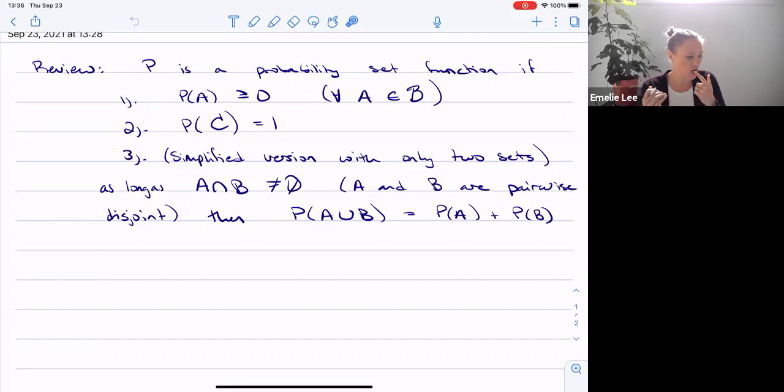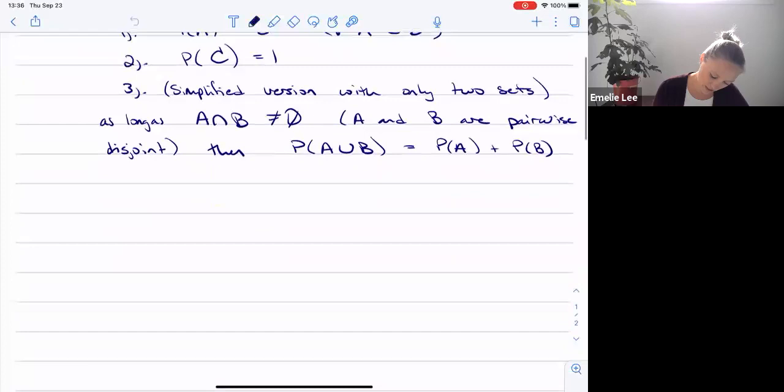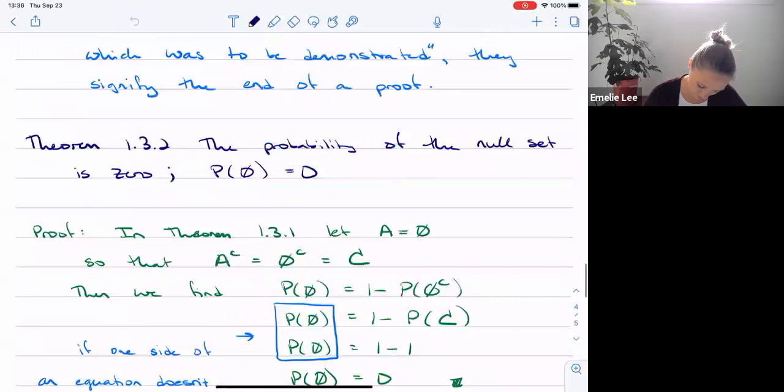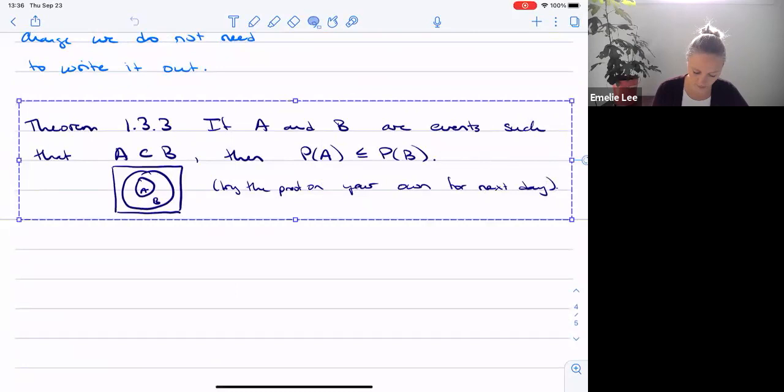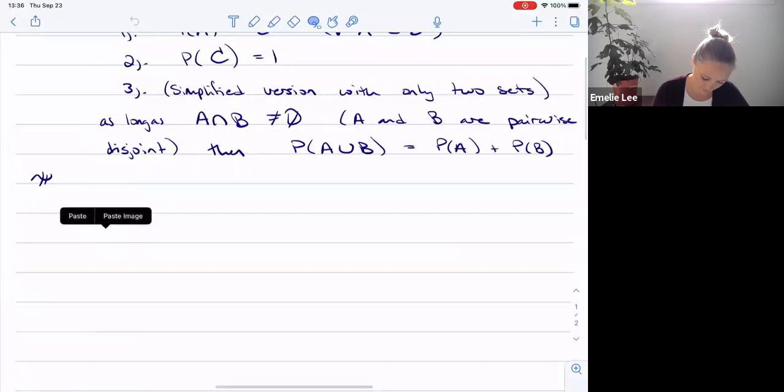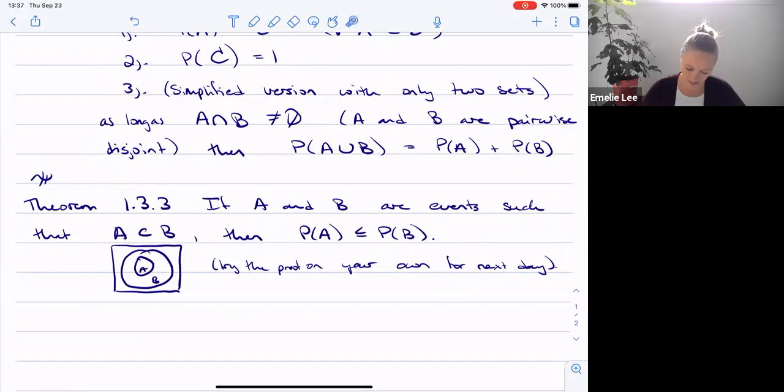Okay. So what we were going to do, and I'll end the review there, was that we were going to try to prove theorem 1.3.3. So this is from last day, and I even said, try the proof on your own for next day, just to try it out, right? See how it goes.